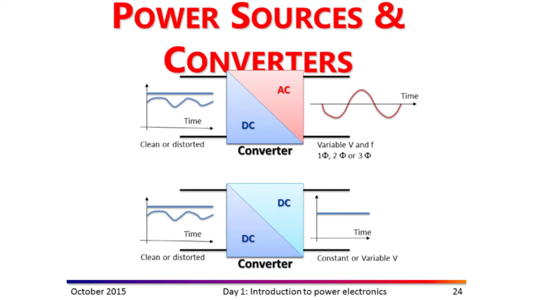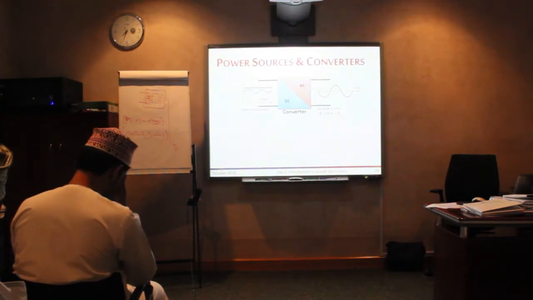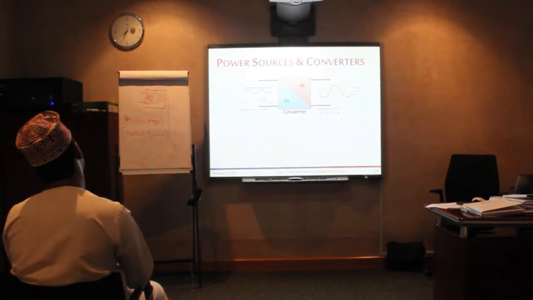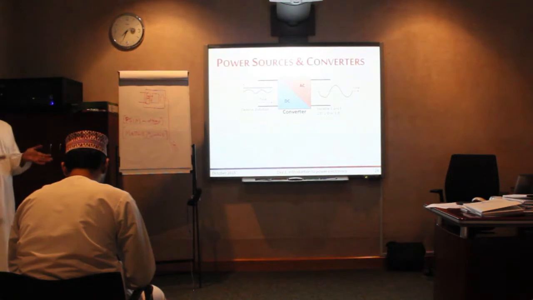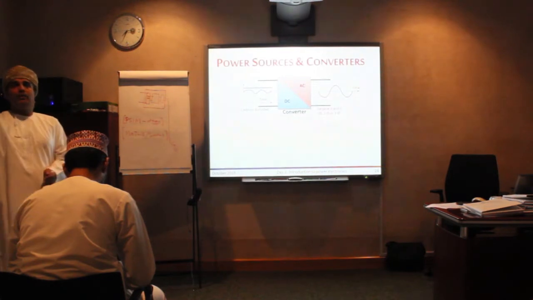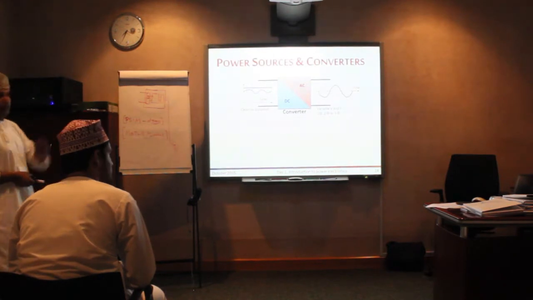And now this is the circuit which we discussed during the first part of this lecture. If you have a DC and you want to convert it to an AC, you can do it through a converter and through power electronic devices. Even if the input is clean or distorted, you can get an AC. This AC, you can change to whatever you like. You can keep it as single phase, 2 phase, or 3 phase, or even increase it to 5 phase, depending on your design.